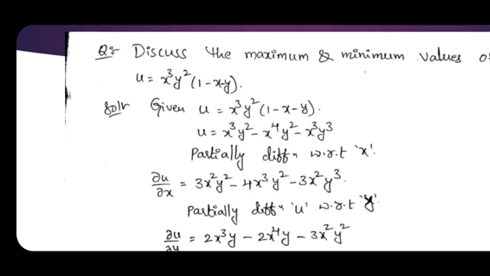In this problem we take that simplification, then AC minus B square is greater than 0, and also here in this problem A will be negative. So A will be negative means it has a maximum value at that point. Now we see this problem.